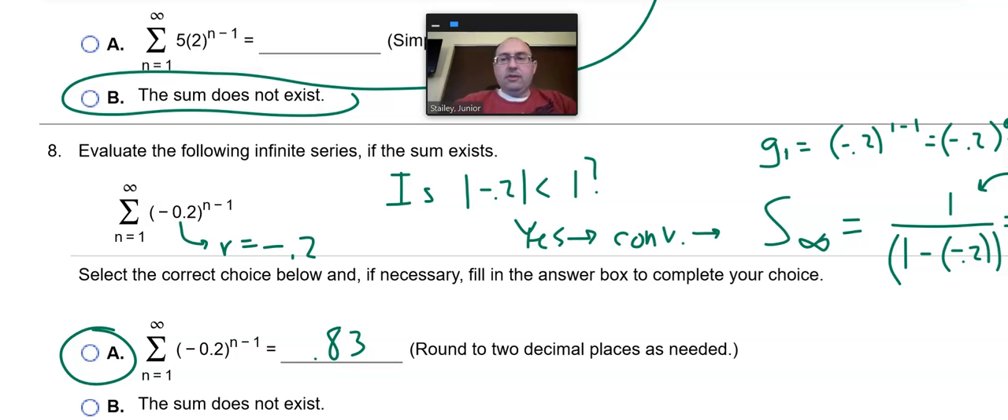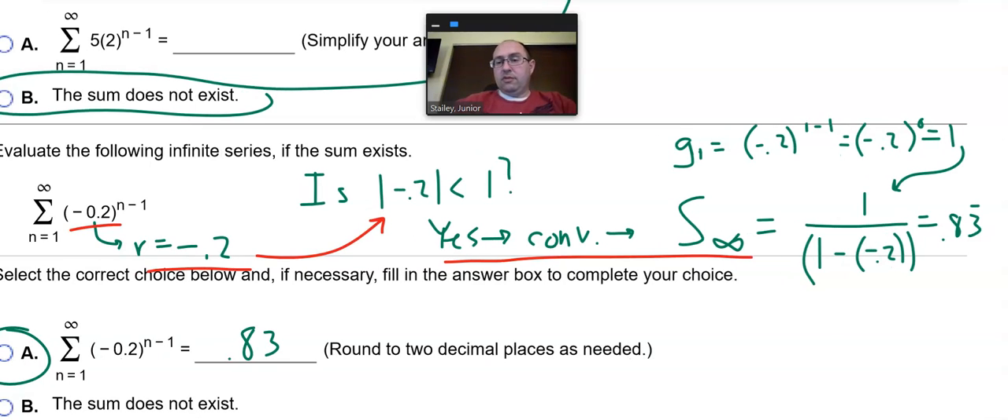Question 8. Another one of these summation notation. We can see that it's geometric because the equation is exponential. The multiplier is negative 0.2. Is the absolute value of negative 0.2 less than 1? Yes, it is. Therefore, it converges. Therefore, we use the formula.